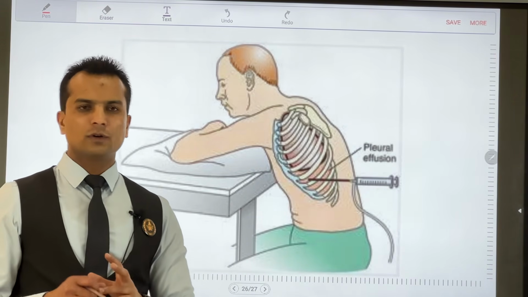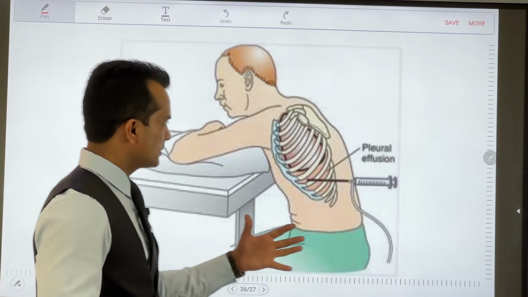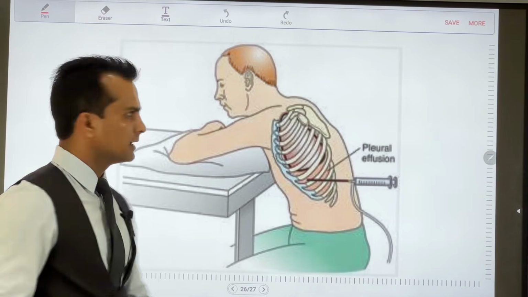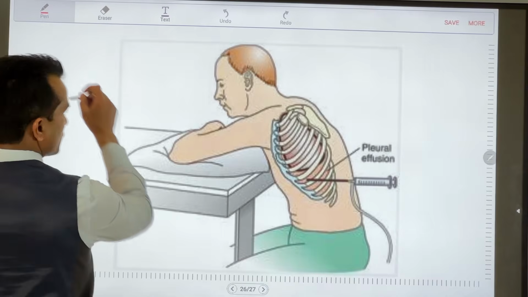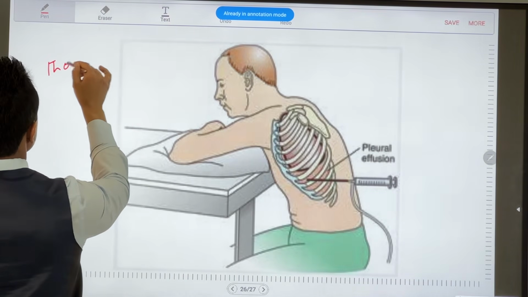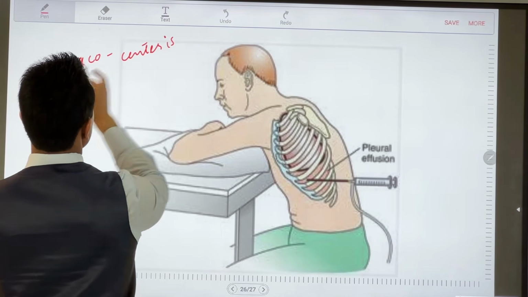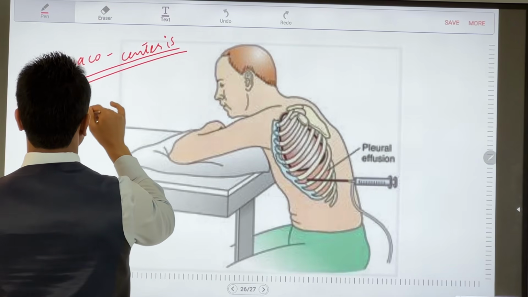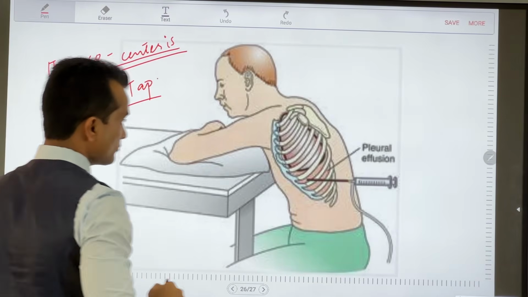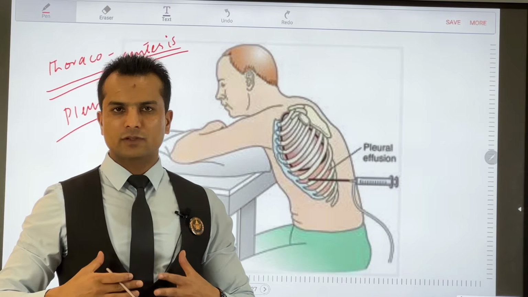So you have to aspirate and take a sample of this fluid for investigation purposes. And what are the anatomical landmarks? This is important, and this procedure is called thoracocentesis, or pleural tap. Remember, we have a total of 11 intercostal spaces and 12 pairs of ribs.